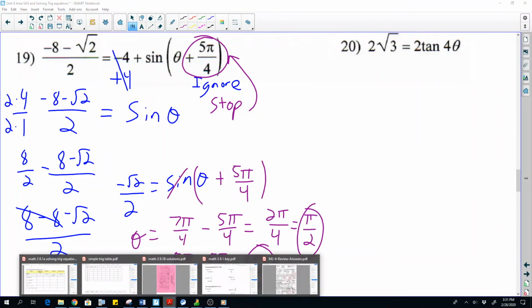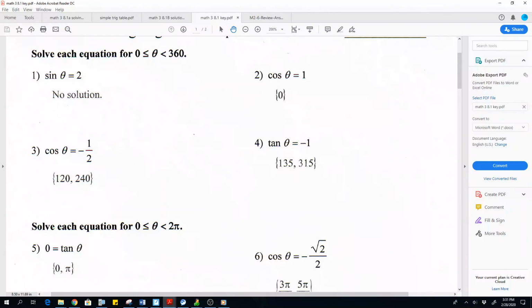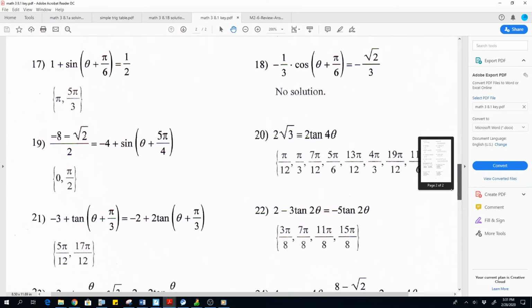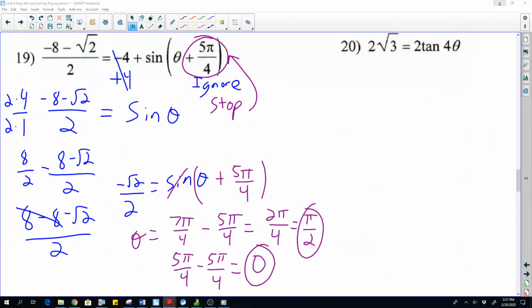Sweet. So that's for number 19. Awesome possum. There we go. Double checking that. Yep, 0 and pi over 2. Beautiful. So we got number 19 right.